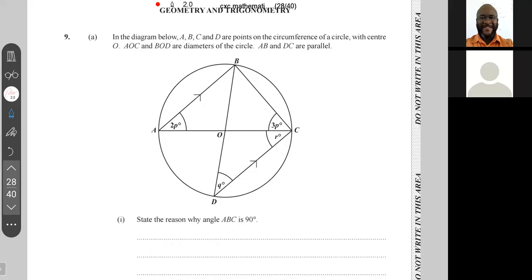Then we are asked to state the reason why angle ABC is 90 degrees. So that's this angle here. What the examiner is asking us is to state the reason why. And the simple reason for it is that angle ABC is an angle in a semicircle.